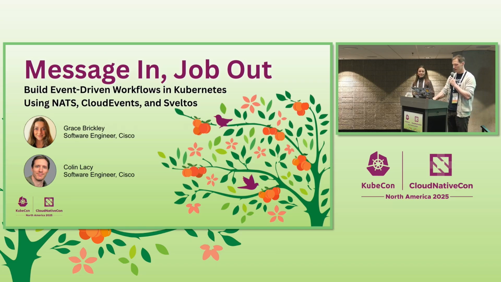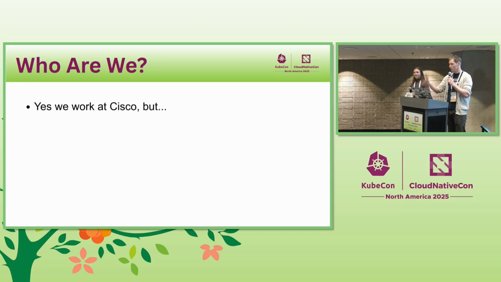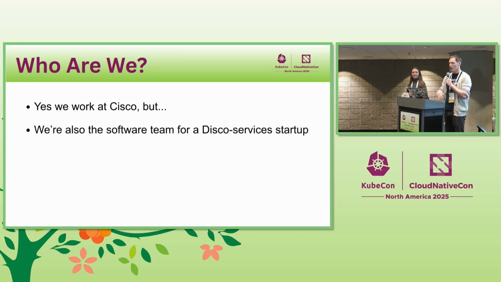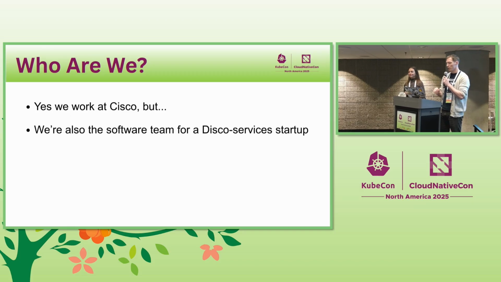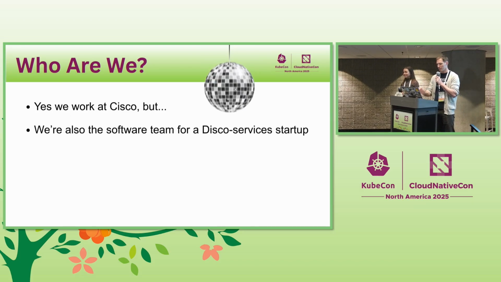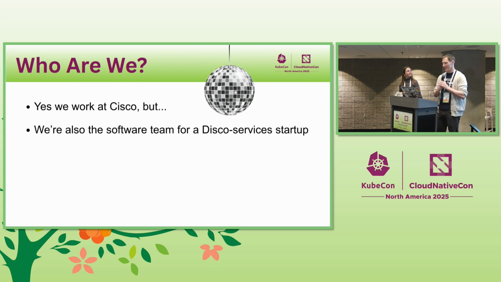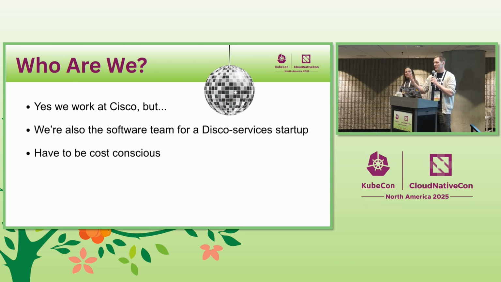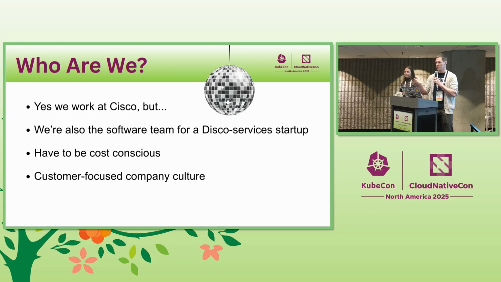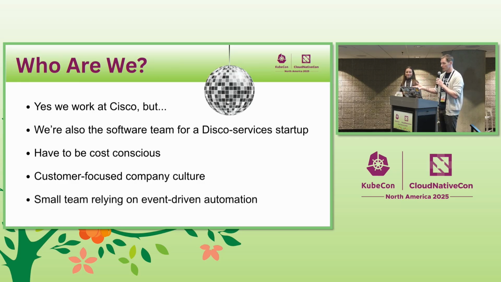All right, so who are we and why are we here? Yes, we work at Cisco, as we just said, but we are also the software team for a disco services startup. That disco, it's coming back. And as a disco company, it is not quite as popular as it used to be. We have to be cost conscious. And we are a customer-focused company, right? Anyone who is into disco, we want to support them and their interests. Therefore, we are a small team that relies on automation as much as possible. And that's what we're going to talk about: how we automate things.